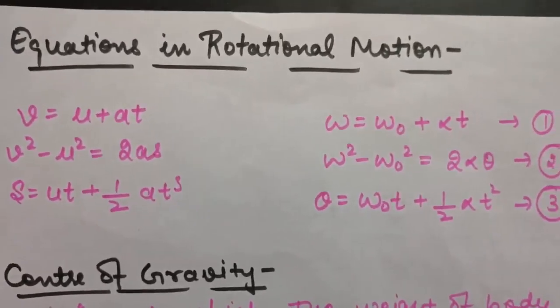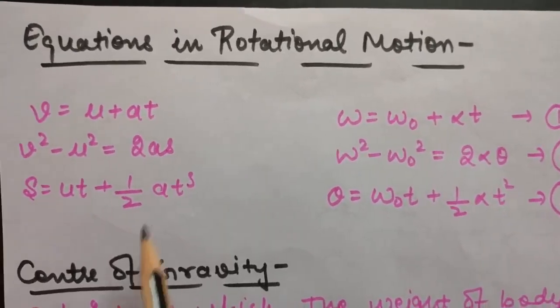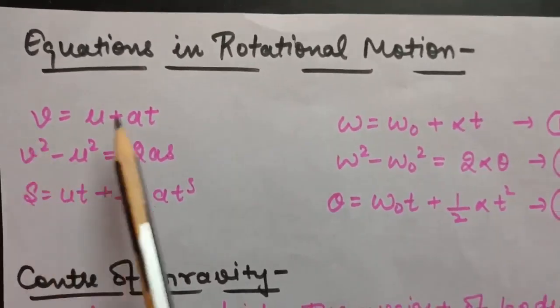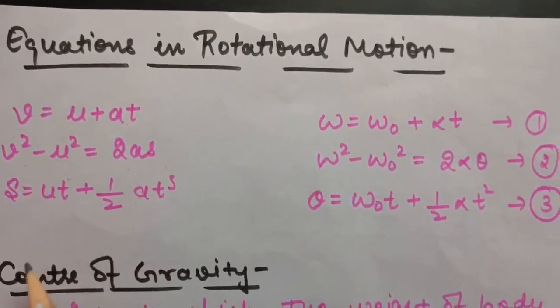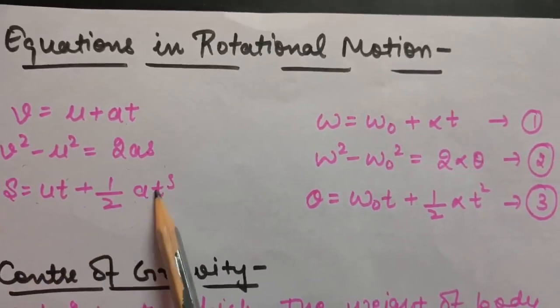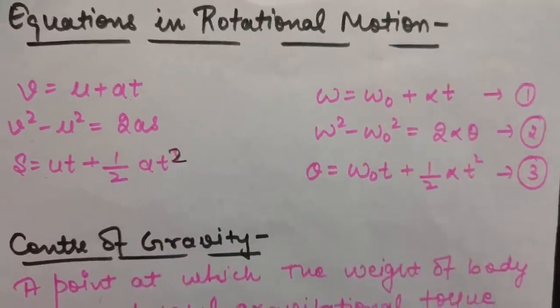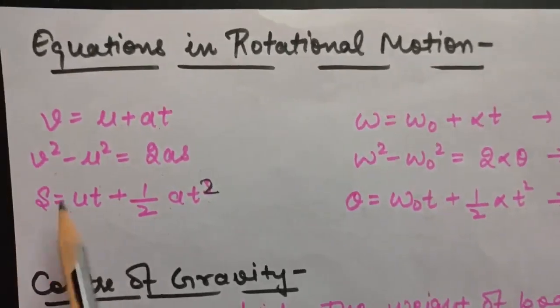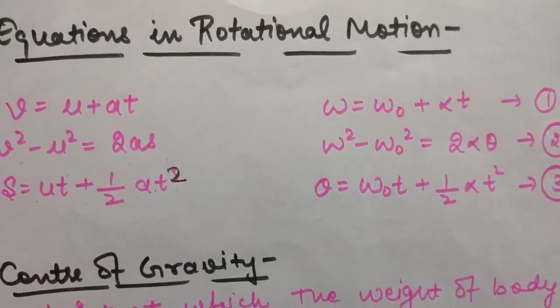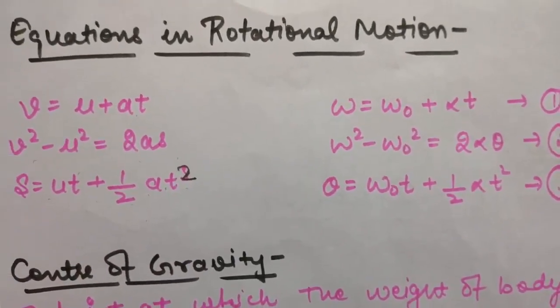Okay, so you have already studied three equations of motion in linear motion, that is v equals u plus at, v square minus u square equals 2as, and s equals ut plus half at square. Right? So equations in rotational motion are exactly the same as these. The only difference is that we have different terms.